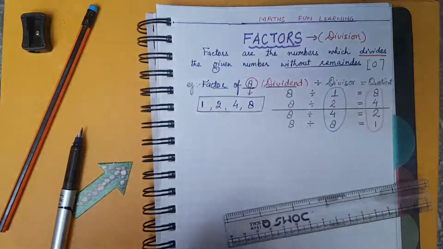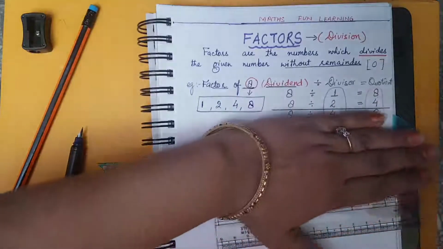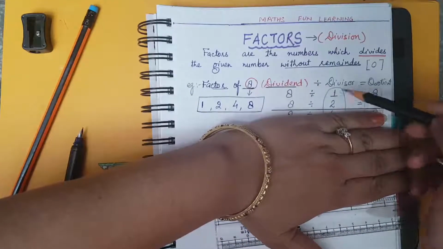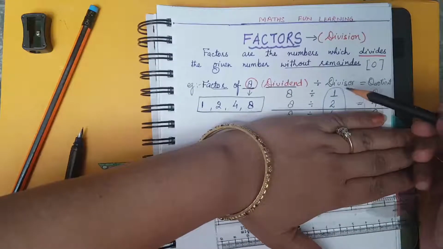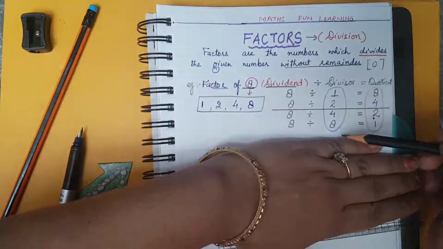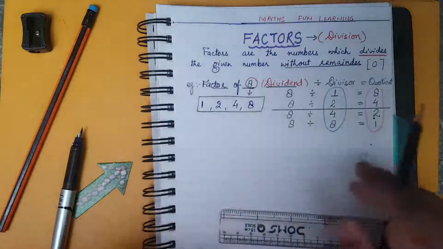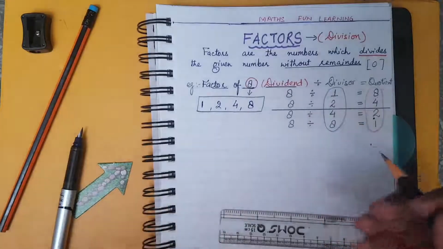Look, why should I divide? If you can see the upper part, you will get all the factors are here only: 1, 2, 4 and 8. And when you come down, you can see again the same only. Let's find out the factors in the other case.